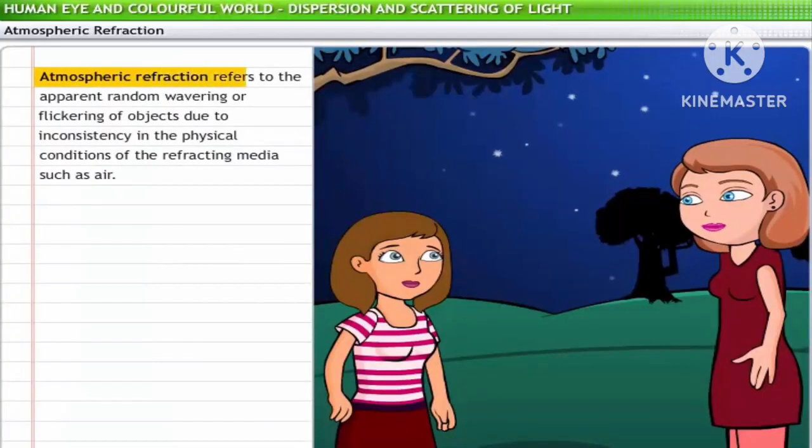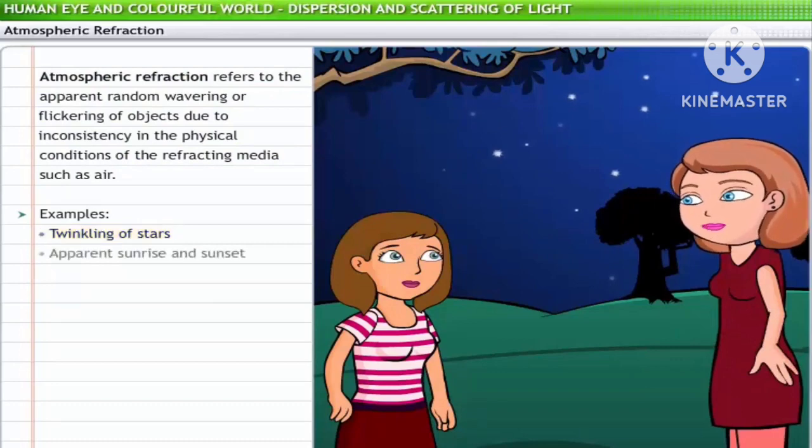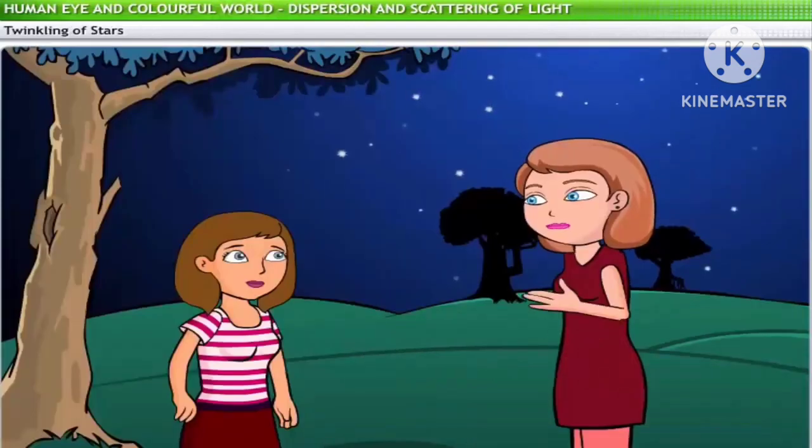Atmospheric refraction refers to the apparent random wavering or flickering of objects due to inconsistency in the physical conditions of the refracting media, such as air. In fact, atmospheric refraction can explain twinkling of stars as well as apparent sunrise and sunset. Let's first look at the twinkling of stars.